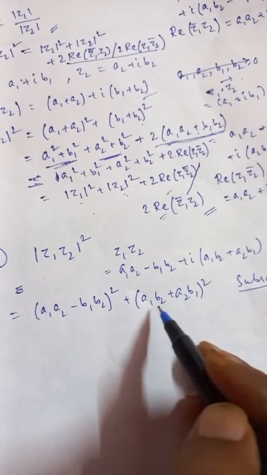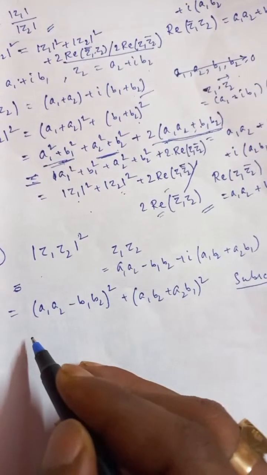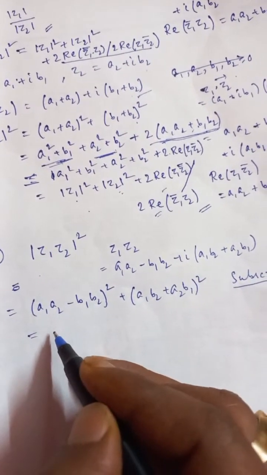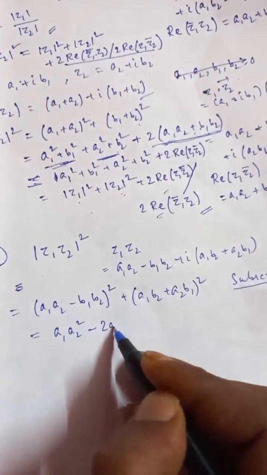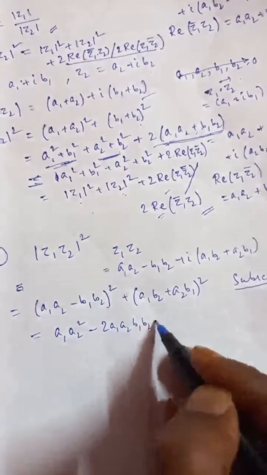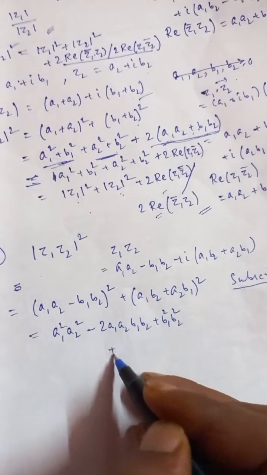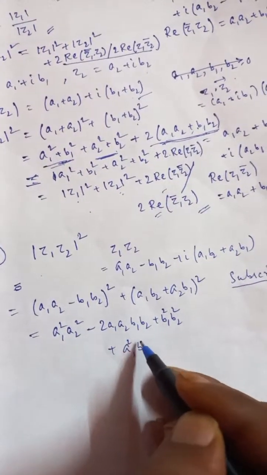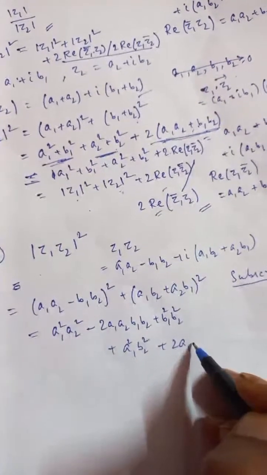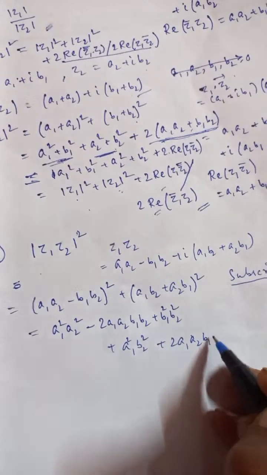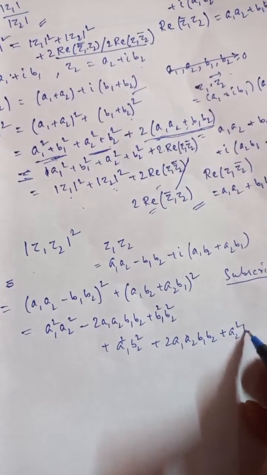So now I am focusing on this, that I have taken the square form already. This will come after multiplication. And if we break it down, we will get a1 a2 whole square minus 2 a1 a2 b1 b2 plus b1 b2 whole square plus a1 b2 whole square, plus 2 into a1 a2 b1 b2, plus a2 whole square b1 whole square.